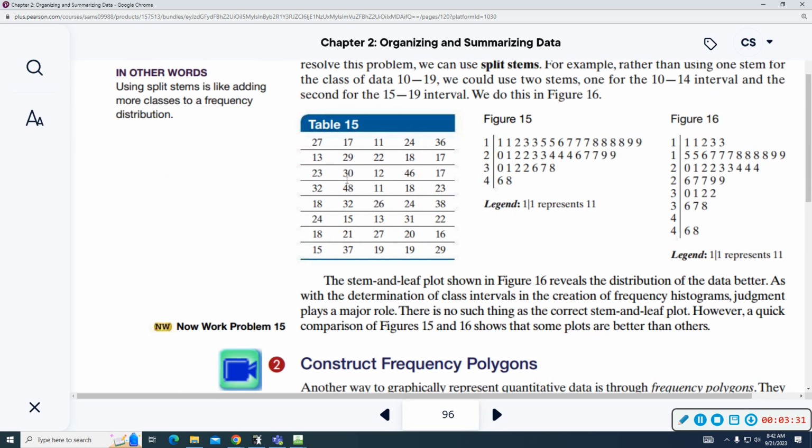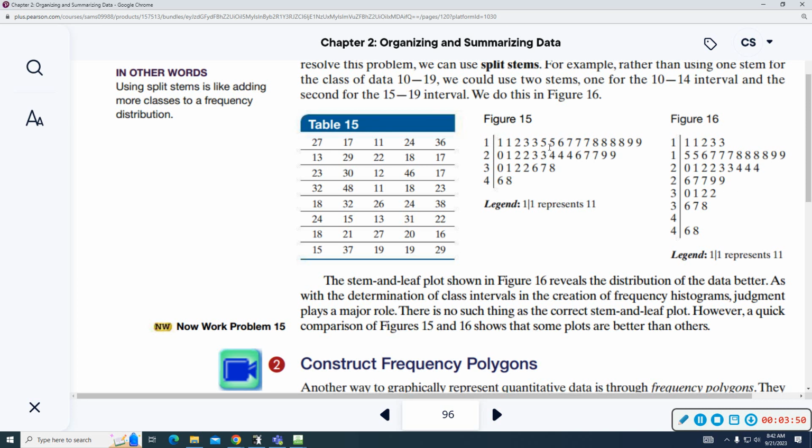So here we just have 2 digit numbers, and then they make a stem and leaf chart where the first place is the tens digit, and then the place after the bar is going to be the ones place. And so again, they do 2 different ones. This one is called a split stem and leaf chart.